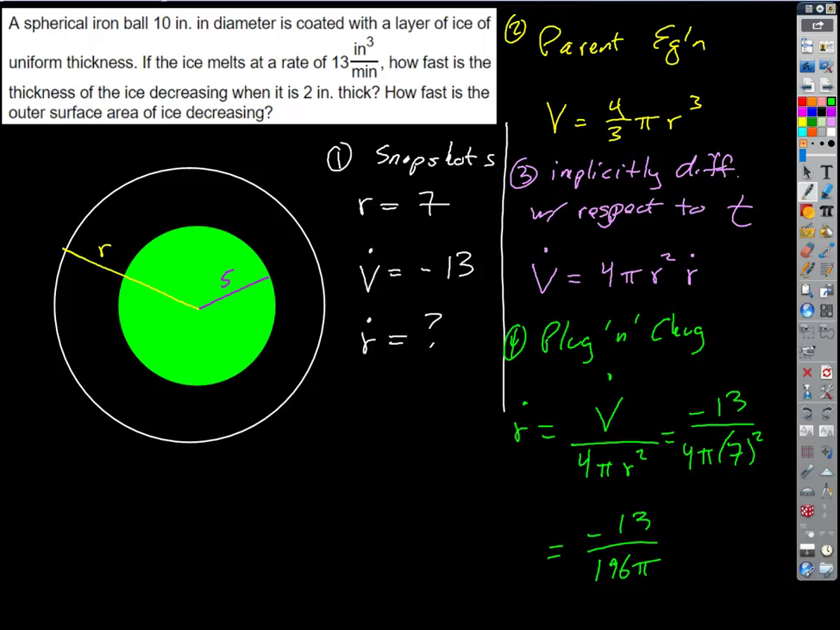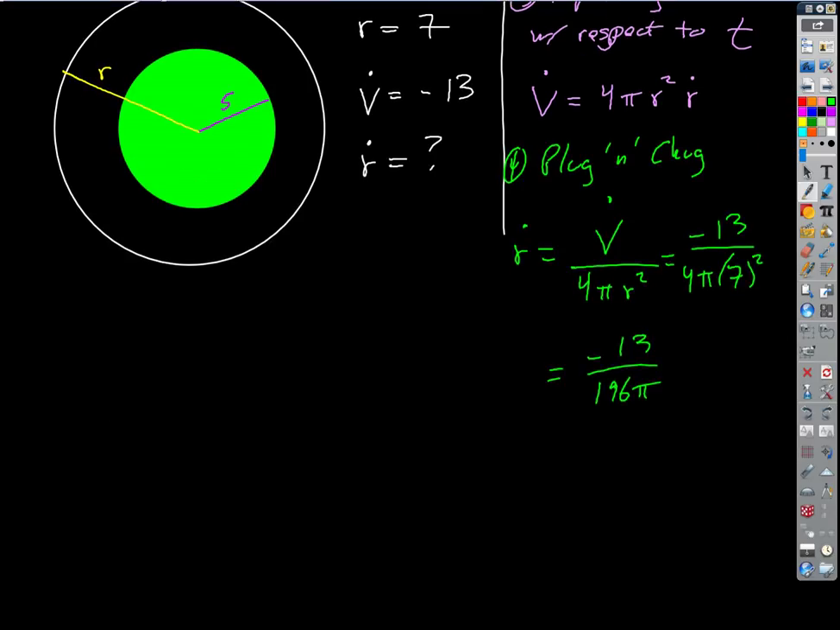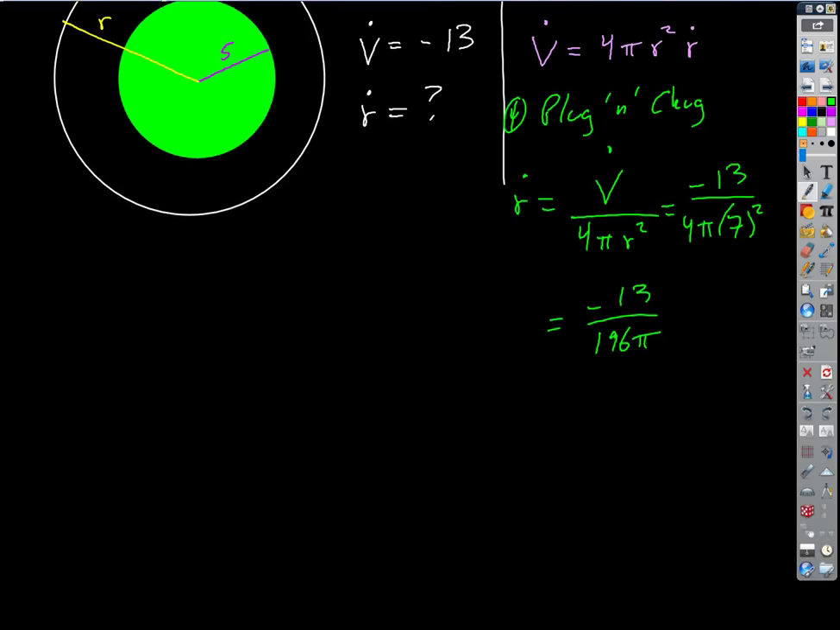Inches per minute. Oh, you know what we did though? We answered the wrong question, didn't we? No, okay, we answered this one: how fast is the thickness of the ice decreasing? Negative is correct, but what would the units be? Inches per minute. But because it's decreasing, it's asking for a positive. Oh, I got you.